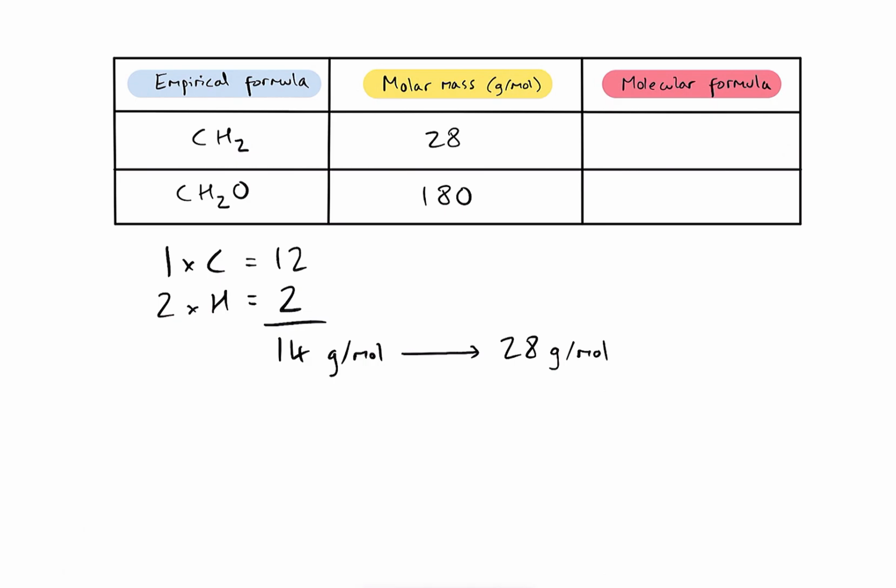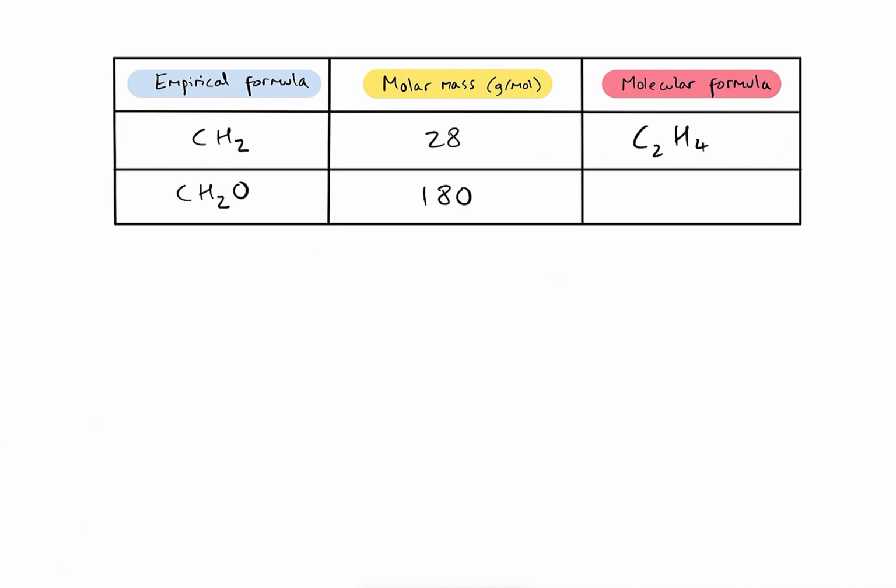So all I need to do now is work out how many times the molar mass of my empirical formula goes into the molar mass of the molecule itself. And in this case, I would need to take 2 chunks of my empirical formula before I get to the molar mass. So what does that mean? Well, it means my actual molecular formula is going to be double the empirical formula. So in this case, C2H4. Let's try perhaps the second row. Let's get rid of this stuff.